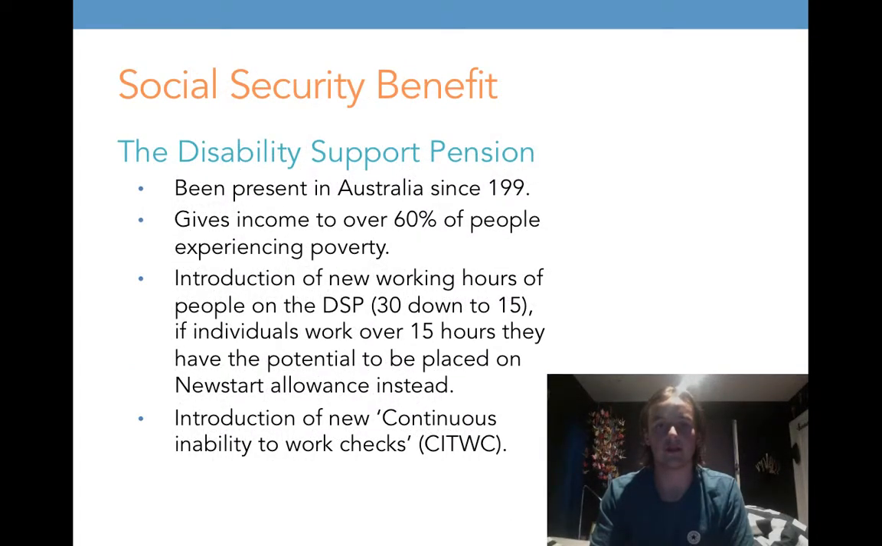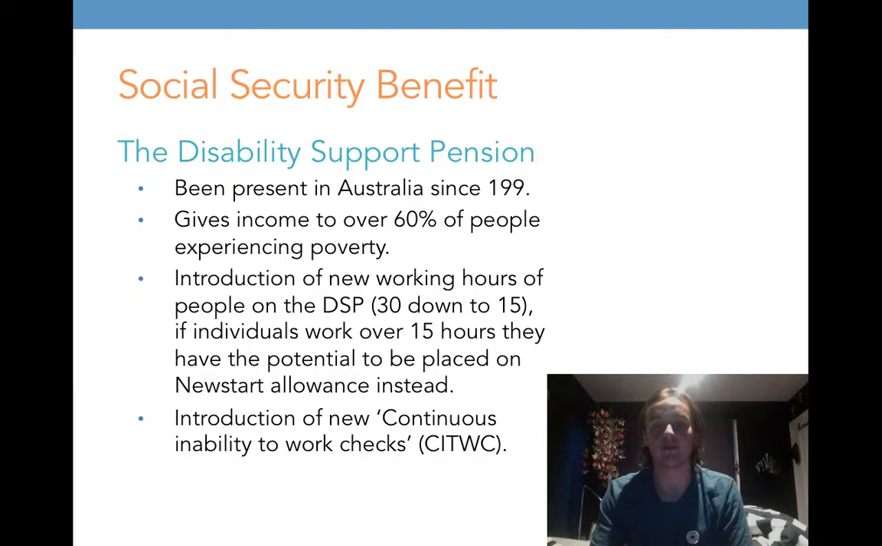Following the previous statements regarding the lack of resources provided to individuals with mental illnesses, I will be elaborating more on the social security benefit of the disability support pension. The disability support pension has been present nationwide in Australia since 1991 and is a crux of income for roughly 60% of all people experiencing poverty. Since then, forms of government have tried to adapt, change, and even remove the disability support pension.